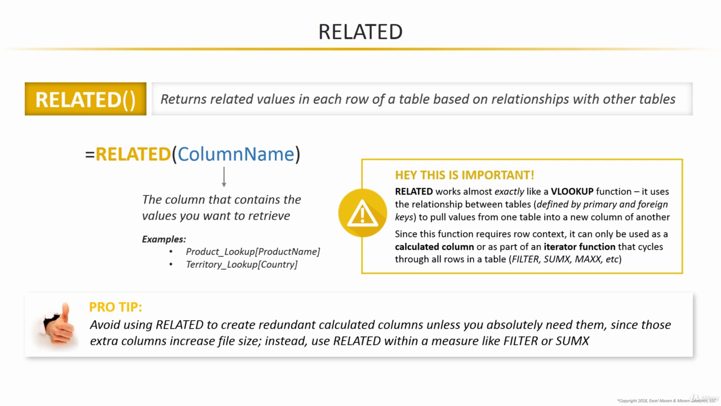as long as you're not bumping against file size or capacity limitations. That said, in many cases, you can actually replace the calculated column version of RELATED by nesting it within a measure like FILTER or SUMX. And I'm going to show you that with SUMX in the iterator lecture, which is a really interesting one. So with that, let's pop back into our AdventureWorks file and try adding a new calculated column using the RELATED function.